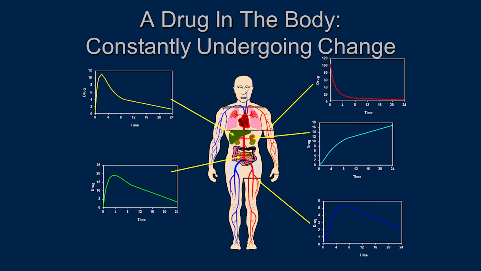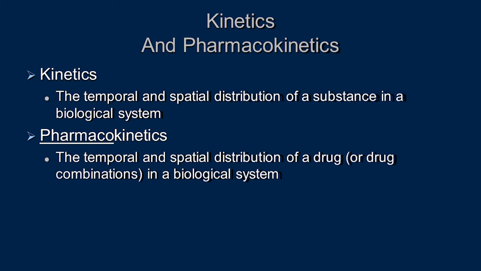And so we refer to this collection of time and space dependent changes as kinetics. So kinetics in general, not just for drugs, but for any substance in a biological system, refers to its temporal and spatial distribution. And specifically for drugs or xenobiotics, pharmacokinetics is the collection of temporal and spatial distributions of a drug or drug combinations in a biological system.